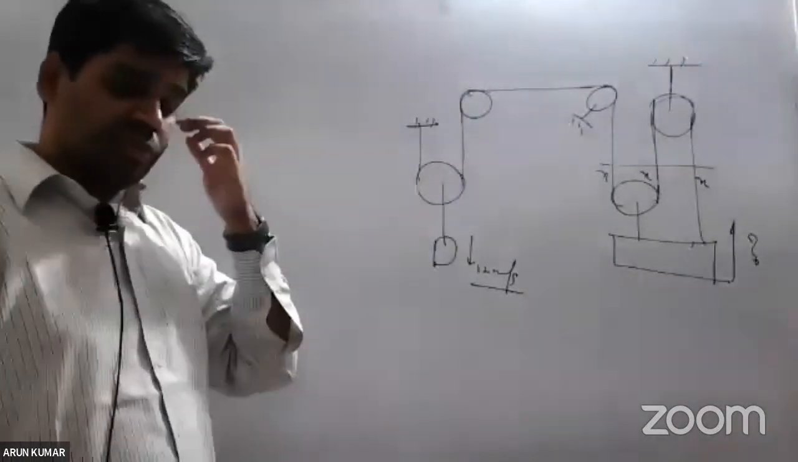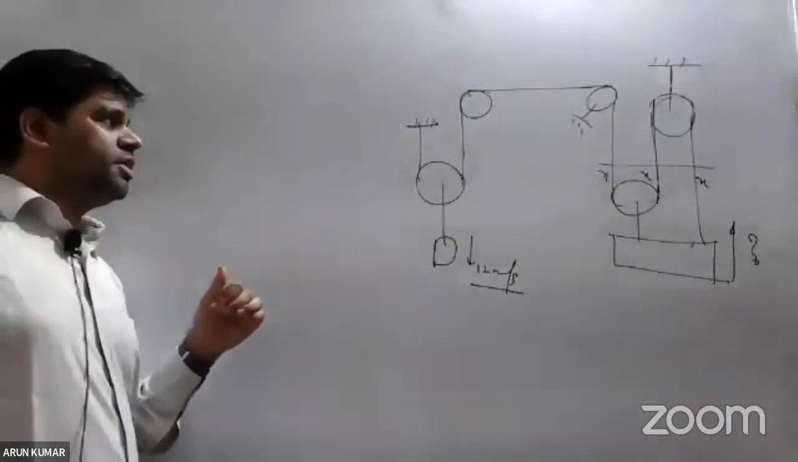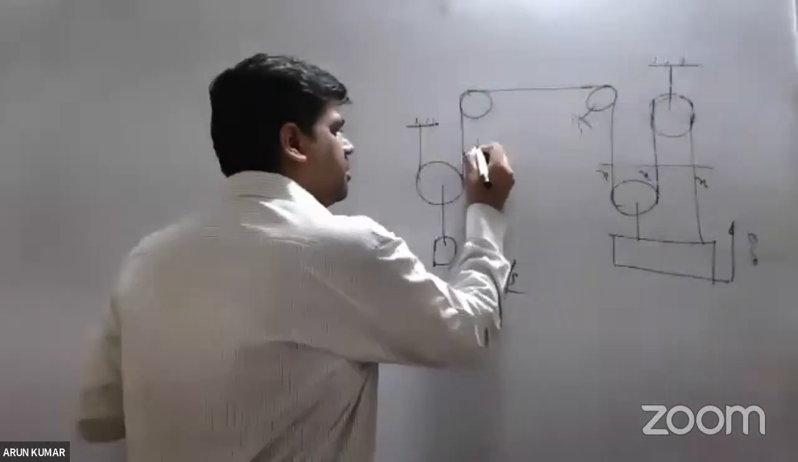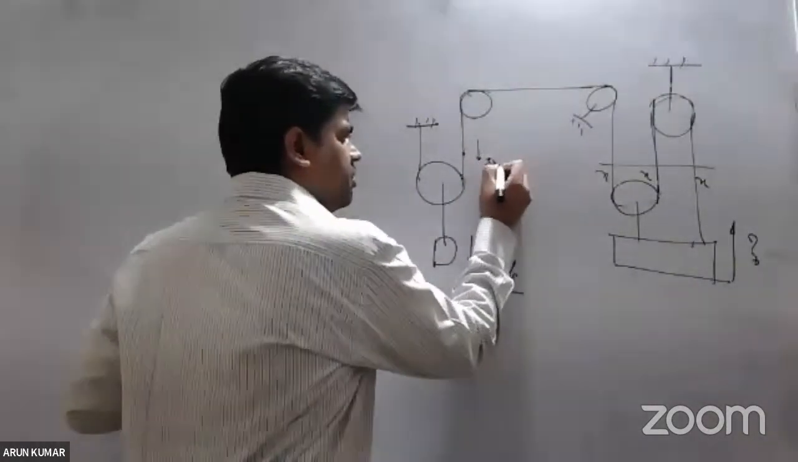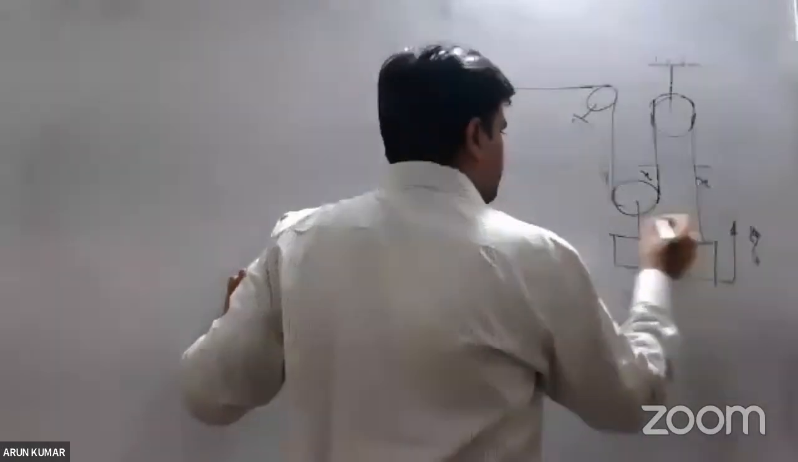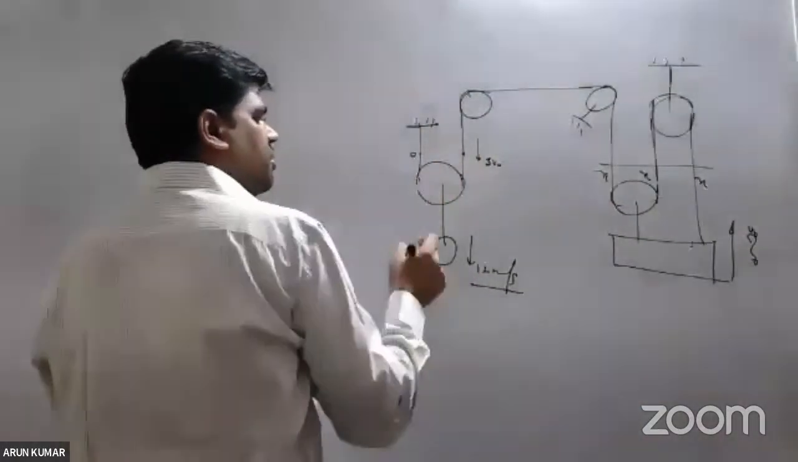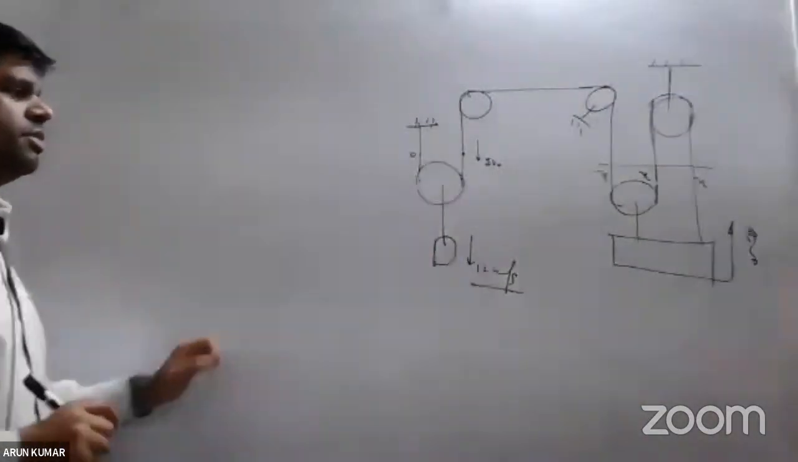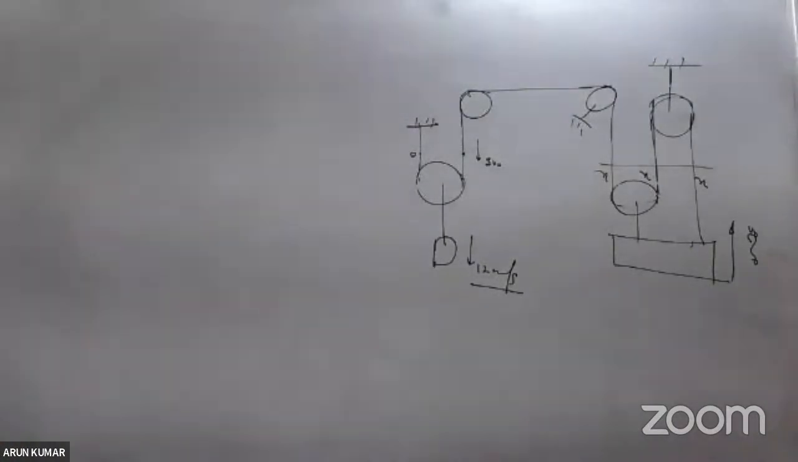You can use the pulley equation if you're already confused. This is 3x. This is 3v0. If this goes up with v0, this is 3v0. What will be the block velocity? 3v0/2. 3v0/2, right? So 3v0/2 is equal to 12. v0 is equal to 8. That's it.